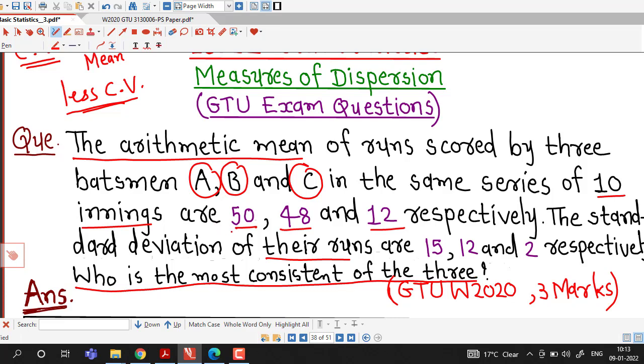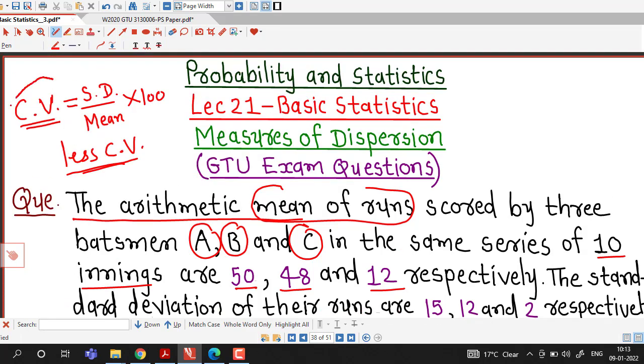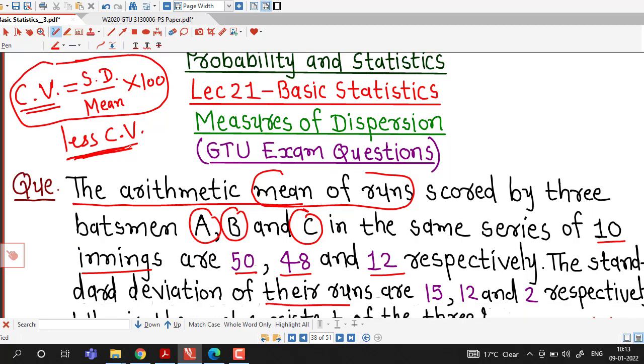So we have to find out which batsman is most consistent, and we are given the mean of runs scored by these three batsmen, and we are also given the standard deviation of their runs. So all we have to decide is coefficient of variation for each batsman, and the batsman having less coefficient of variation as compared to the other two will be considered as most consistent.